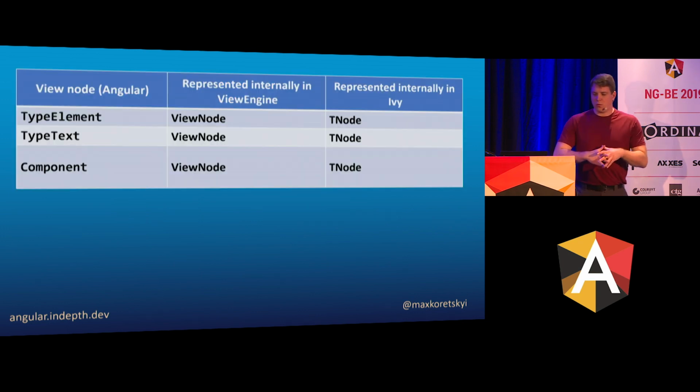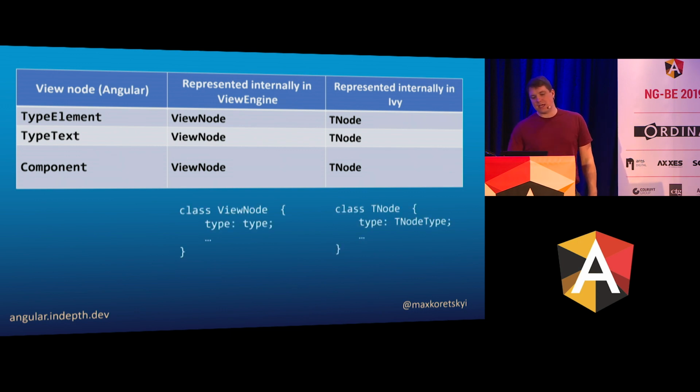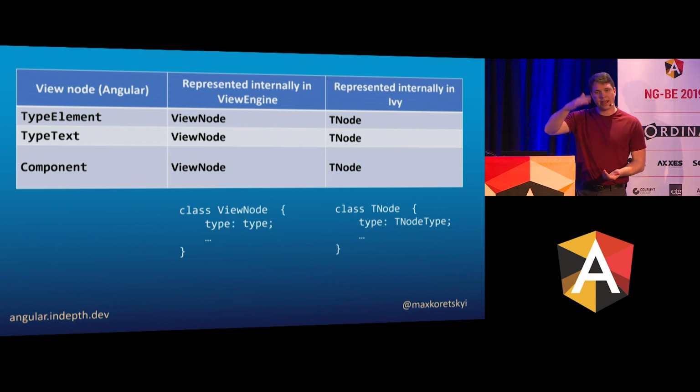So what do they do to ensure that all property access are monomorphic? Basically, we have a lot of view nodes here, different types of nodes in Angular template: elements, text, component, something else. What they need to do is ensure that there is only one data structure of one shape or one layout that describes all those data structures.